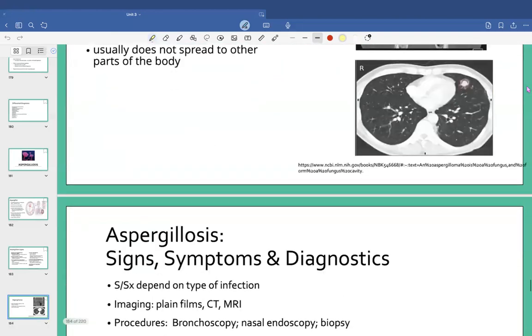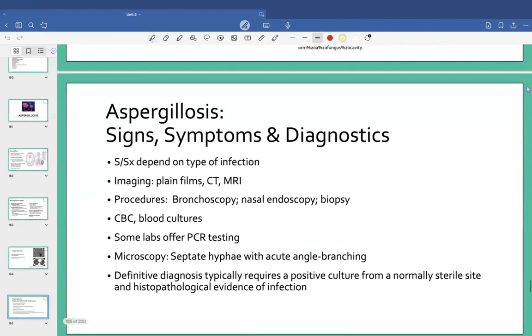Signs and symptoms, well, that depends on what type of infection. We just talked about 5 different types of aspergillosis, so it's really going to depend on the type of infection that you are looking at or thinking about. You could do some imaging, possibly plain films, CT, MRI. Procedures would include bronchoscopy, possible nasal endoscopy if it's sinus, biopsy if it's cutaneous, and other areas that you're concerned about, CBC and blood cultures. Some labs offer PCR testing, so you could possibly do that.